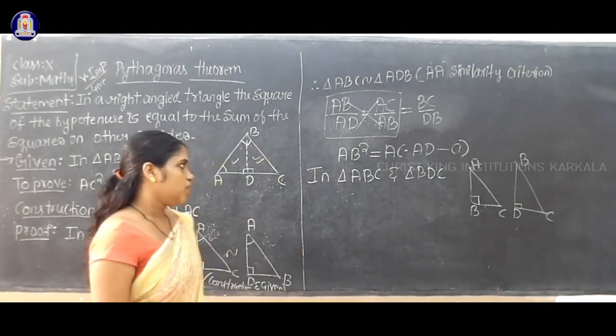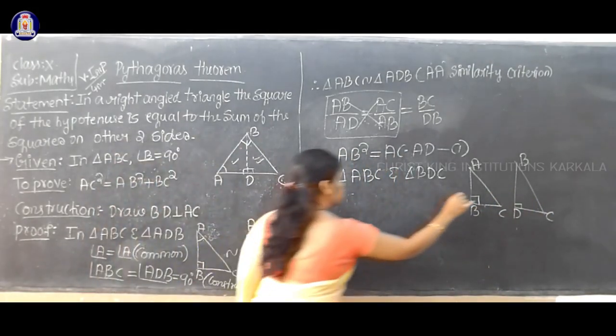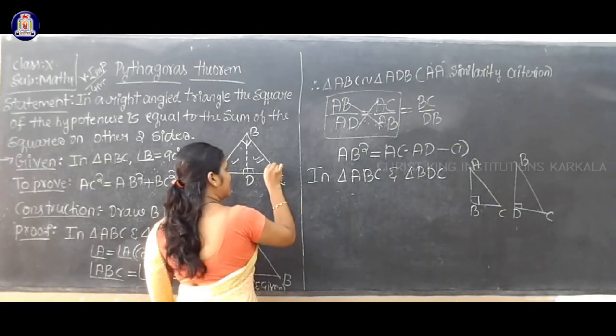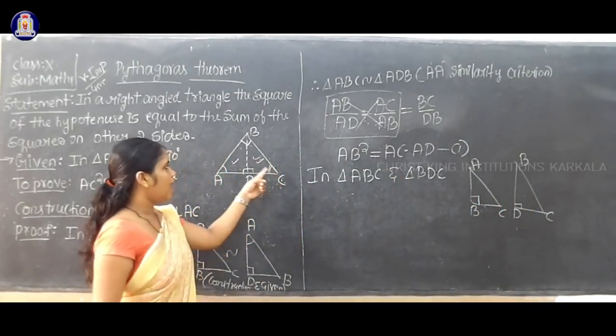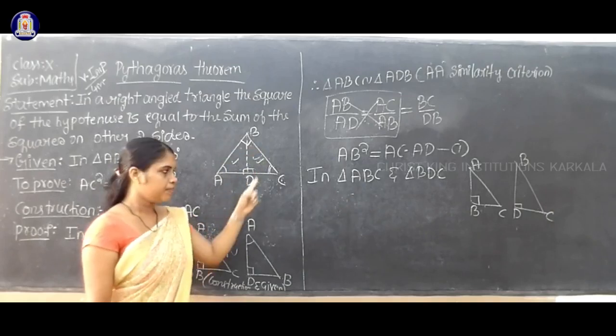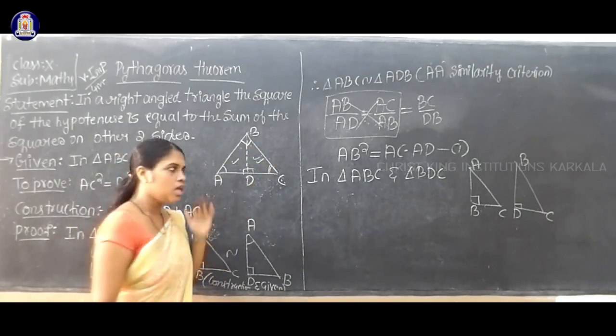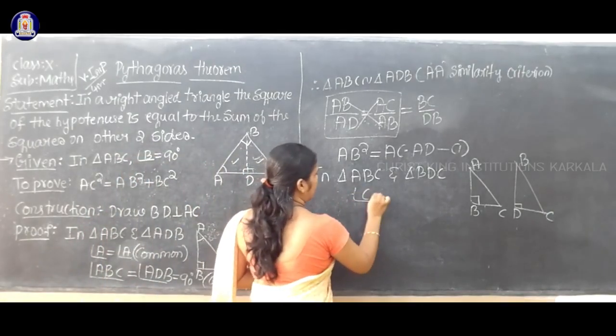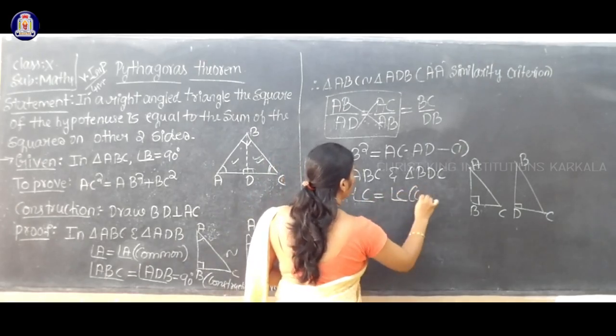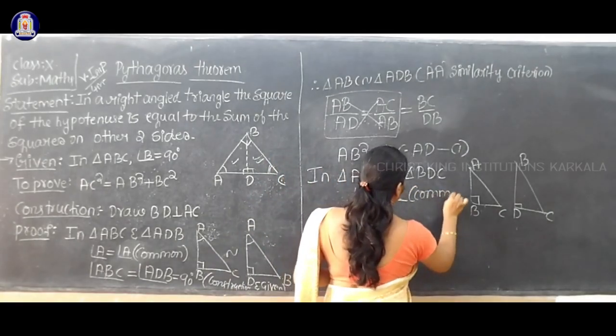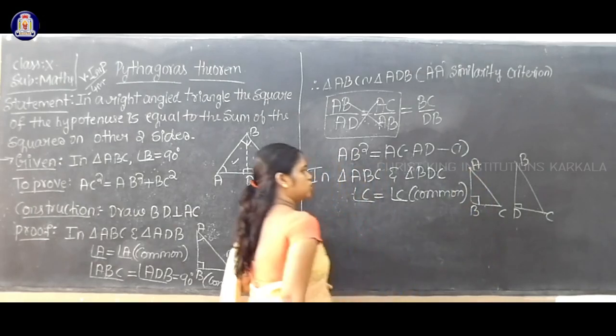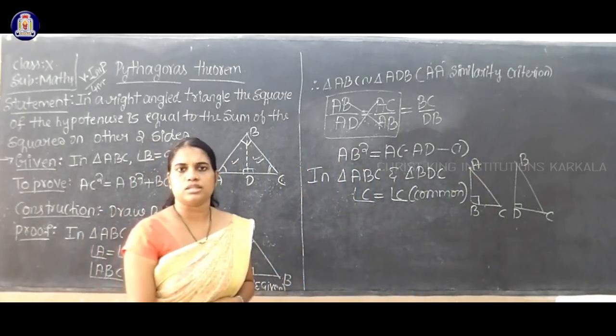Can you observe here, among these two triangles, angle C is a common angle for these two triangles. So therefore I can write angle C is equal to angle C. What is the reason? Reason: common. These two angles are common angles, isn't it?